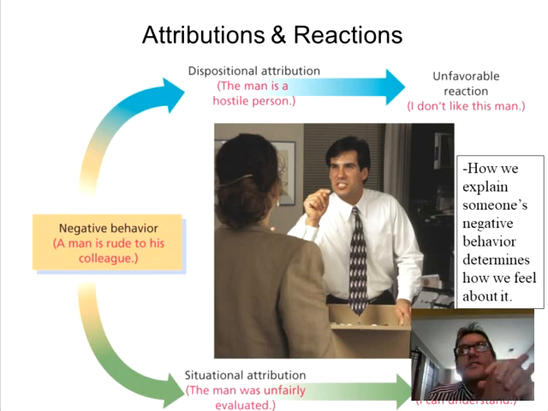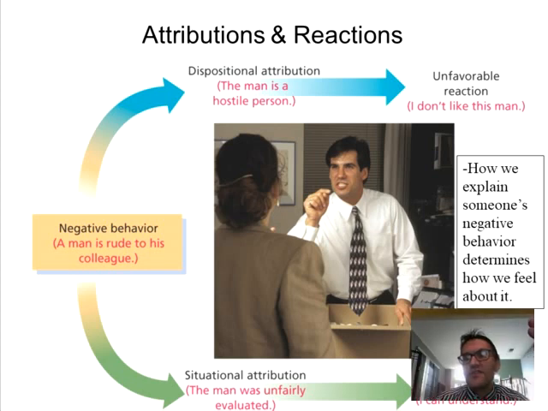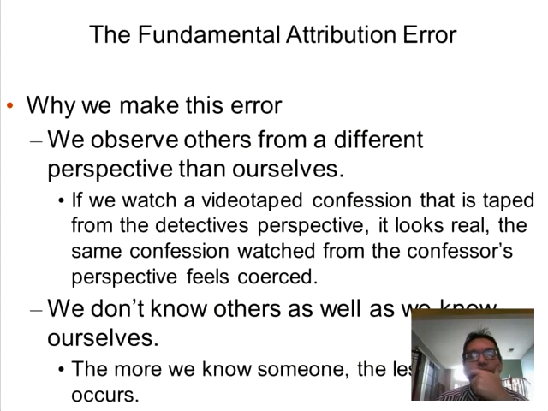Okay, and so as we said, look at this. There's negative behavior. A man is rude to his colleague. And so if you do in fact give a dispositional attribution, you say this is a hostile person, I don't like this man, and then guess what's going to happen? You're going to treat this guy negatively in return. If, however, a guy is rude to his colleague, and you come across a situational attribution, you can say, you know what, there was this problem, this situation occurred, I'm sympathetic to them. And so we will treat them differently as a result of these different attributions that we make.